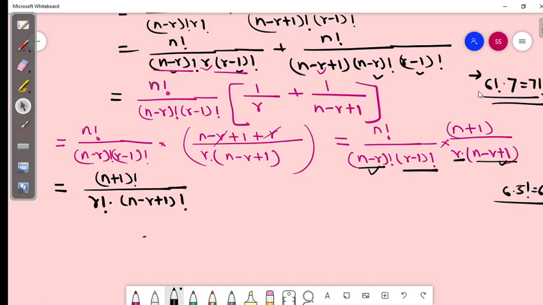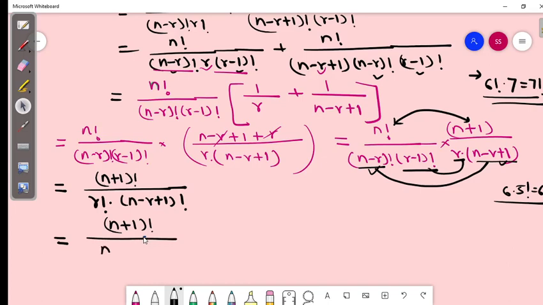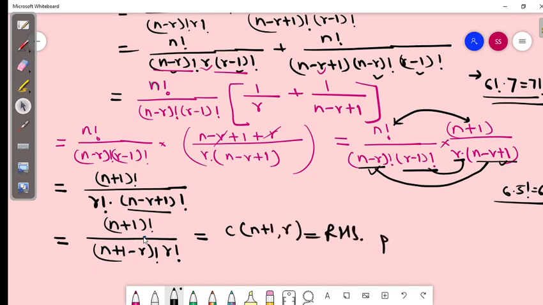Now dear students, we are at the end of the proof. The combination of these two gave one relation. So n plus 1 factorial by n plus 1 minus r factorial from this term times r factorial, we got the result. So n factorial by n minus r factorial times r factorial is c n plus 1 r, equal to RHS. Proved. In this way we can prove this property.